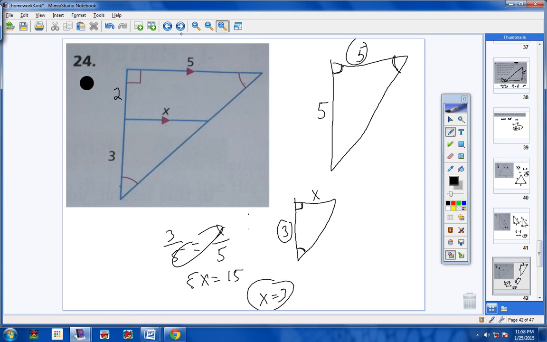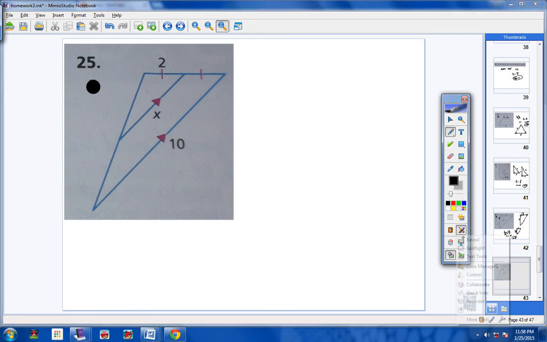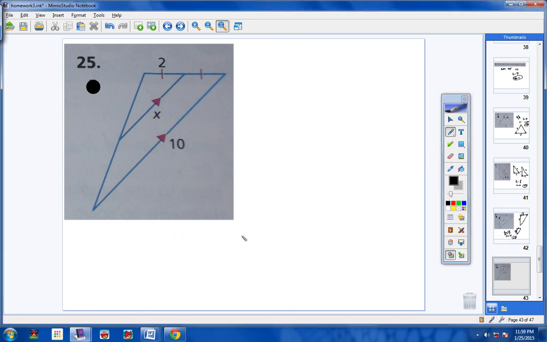Okay, moving on to number 25. And let's see what we have here, okay? Okay, students, first of all, we have congruent sides here, congruent lengths. So if this is 2, this is also 2 here. Also, parallel lines. So this angle here would be congruent to this angle here. Parallel lines cut by a transversal. Same thing here. These two angles here would be congruent to these two angles here.